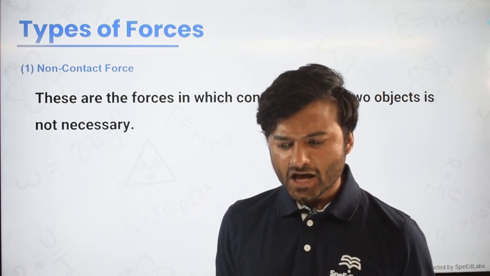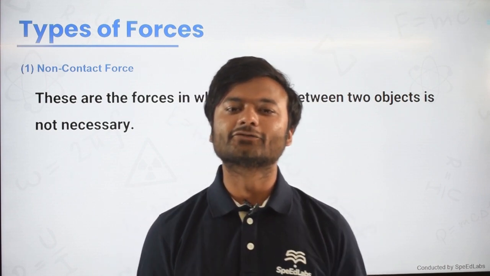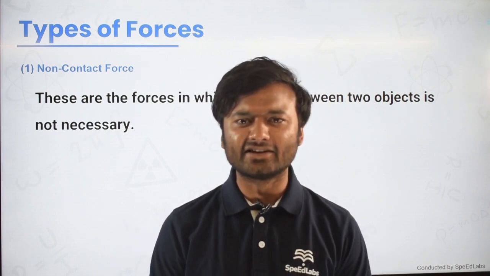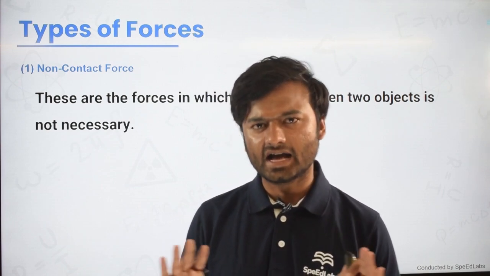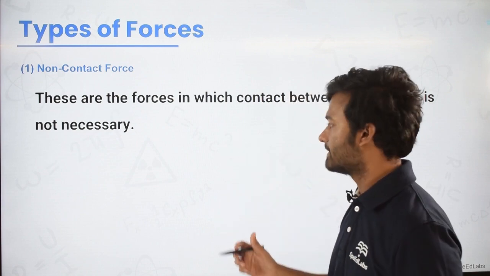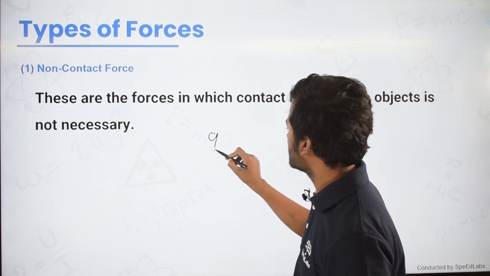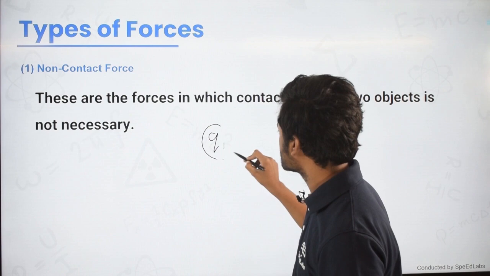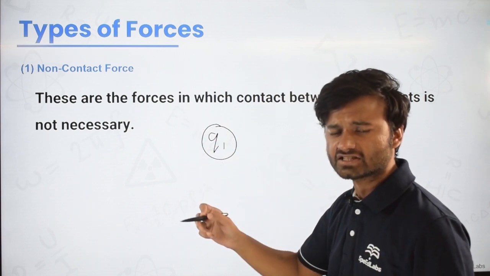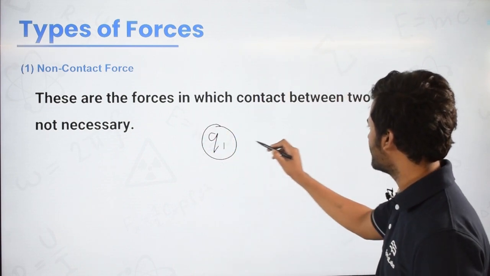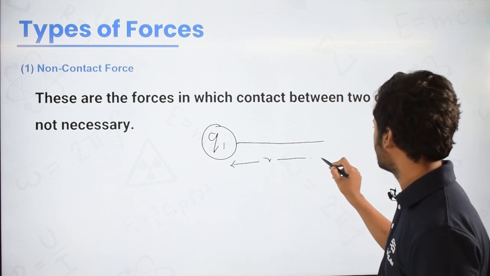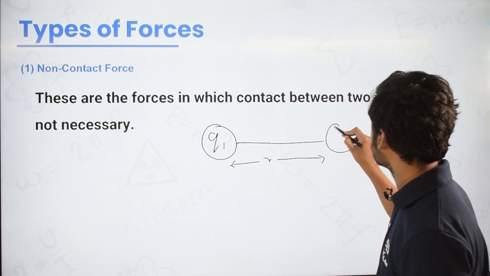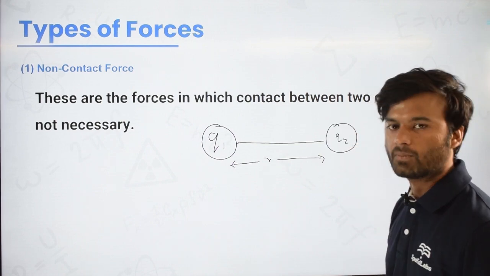First we will see what the non-contact forces are. Non-contact forces are the types of forces in which contact between the two bodies is not necessary. It is not required. I will give you an example. If I have a charge, let's say Q1, consider this charge as positive, and similarly at some distance R I have another charge, Q2. This is also a positive charge.